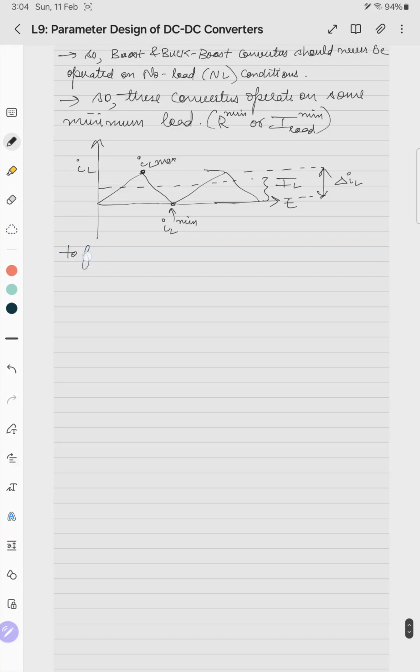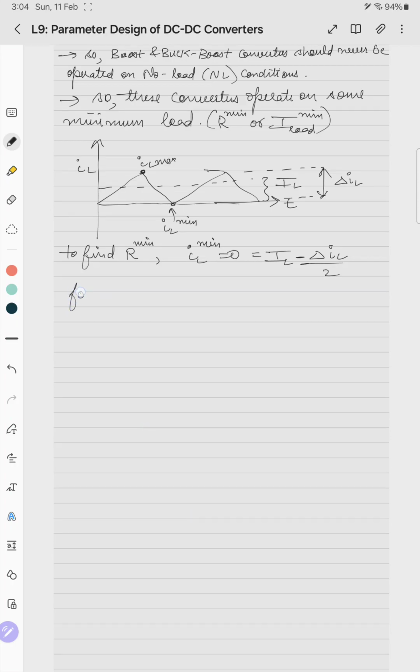So to find R minimum, you put IL minimum as 0. What is IL minimum? It is capital IL minus delta IL by 2. From the average value, you subtract half of the peak to peak ripple value. So this you can easily derive.